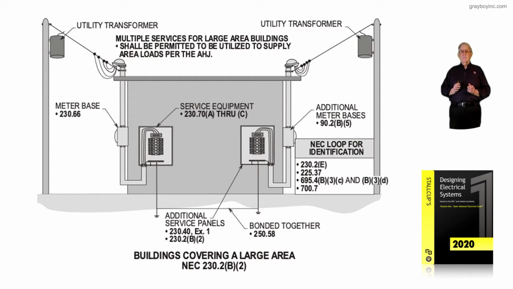Now notice the NEC loop for identification, 230.2(E), you have to have a plaque. Say that this building, as an example, was so large that we had a normal service but 2 additional services. Then each service would identify the location of each service, so that if I was at the normal service, I know I have 2 other services, and I know where they're located.